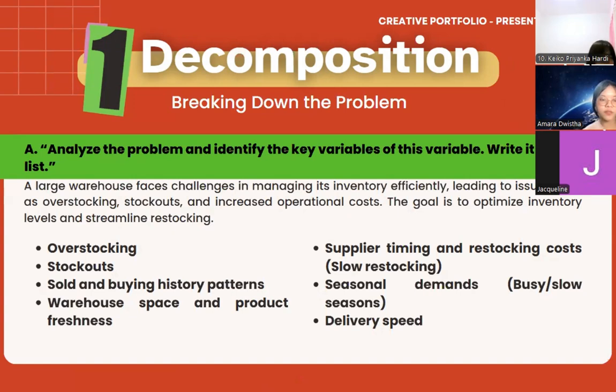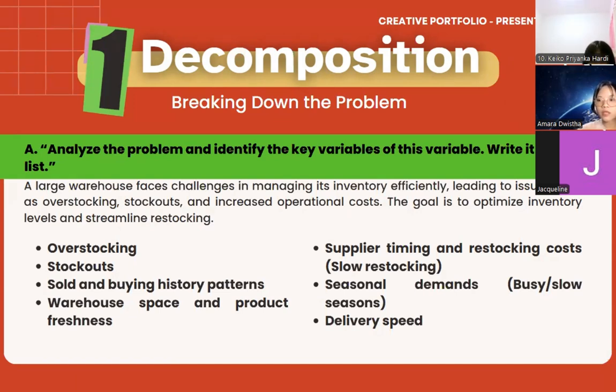Okay, so the first part of the 4 pillars of computational thinking is decomposition, which is the breaking down of the problem. For decomposition, we also have three main parts. The first thing is to analyze the problem and identify some key variables. And for this, we have to know what the issue is.